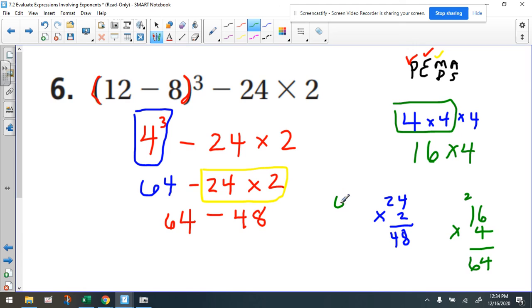So let me get that set up. We're doing 64 minus 48. Finish that up, and whatever you get, that's going to be your final answer. And put that on the answer space.